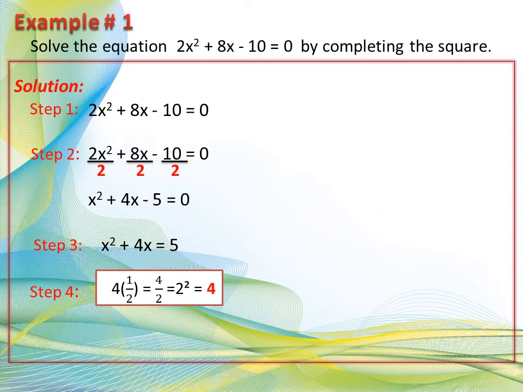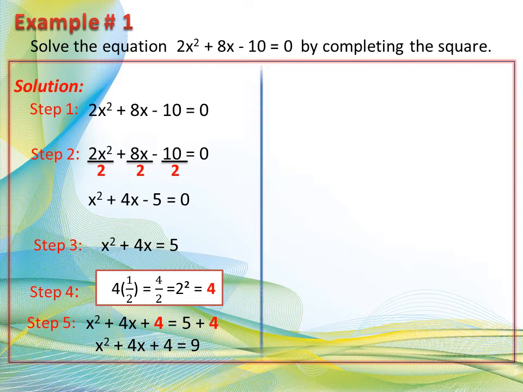Para naman sa step number 5, i-add daw natin yung square product dun sa magkabilang equation. So, nakikita nyo, naka-color red yan. So, yung 4 dito sa kabila, then yung 4 sa kanan. So, pareho nating in-add dun sa equation. Kung papansin natin, hindi pa naka-simplify yung nasa kanang bahagi ng equation. So, 5 plus 4. Ganito ang kalalabasan yan.